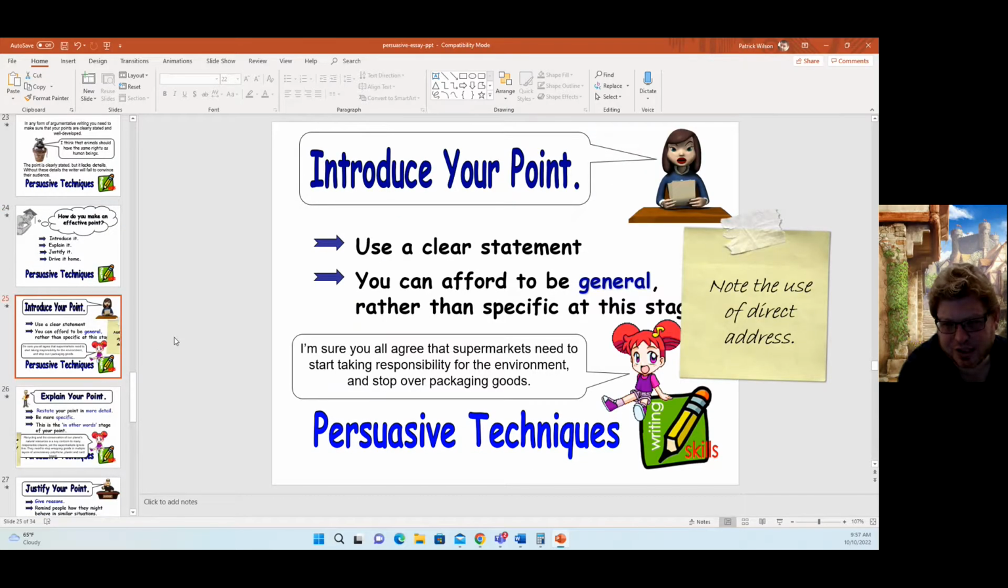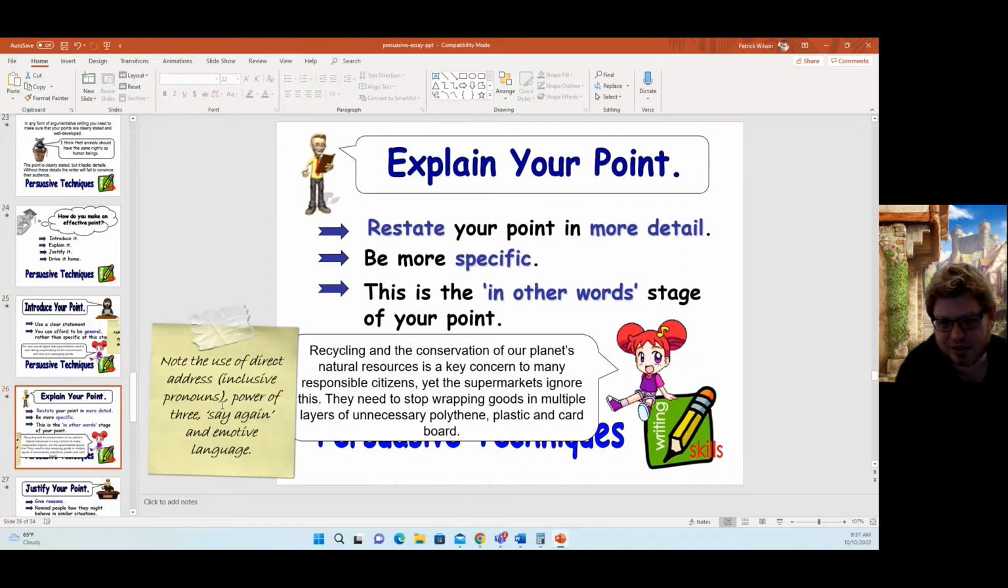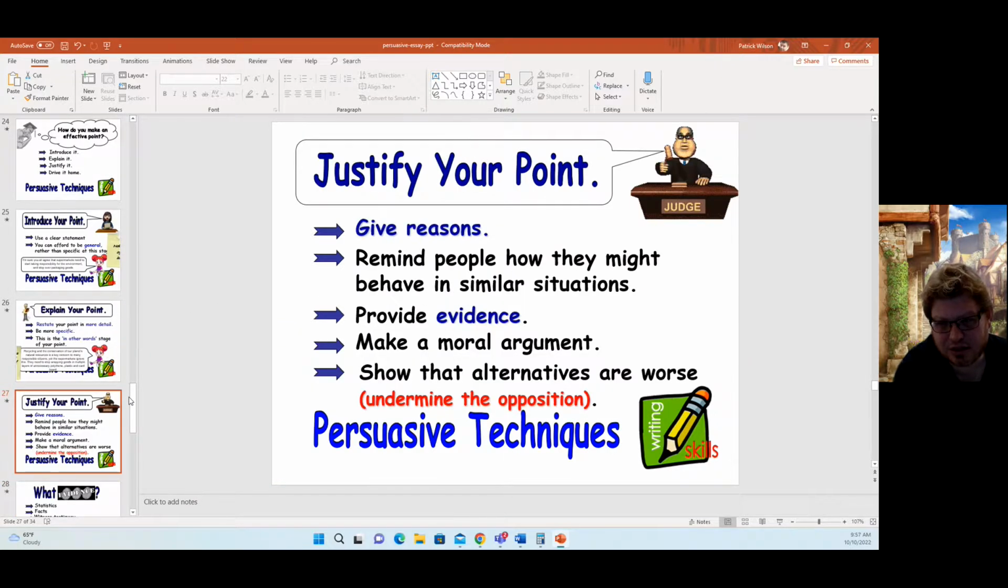Introduce your point. You want to use a clear statement. You can afford to be general rather than specific at this stage, but you want to be careful, right? Explain your point. Restate your point in more detail. Be more specific. This is the in other words stage of your point. Justify your point. Give reasons. Remind people how they might behave in similar situations.